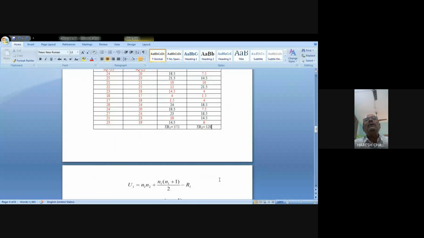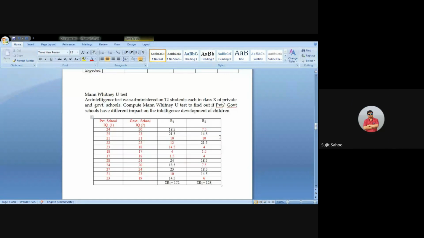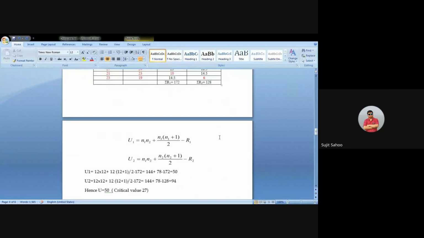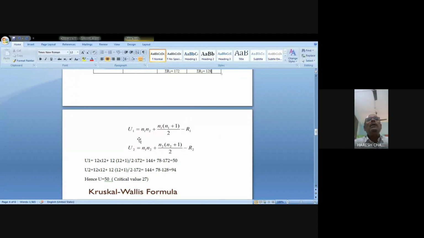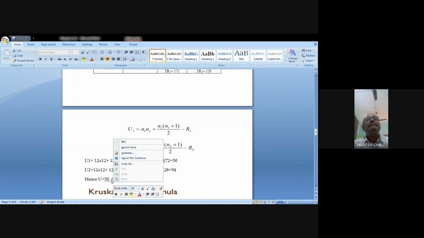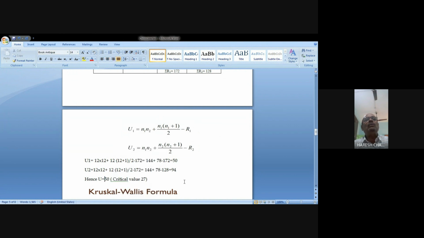Any doubt about that question? About this? No, sir. Now you have to find out the U by this formula. In case of U, you have to find out 2 U values and the smaller one will be accepted as the actual U. Use this formula and find out.